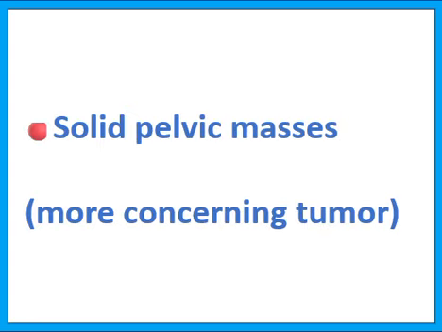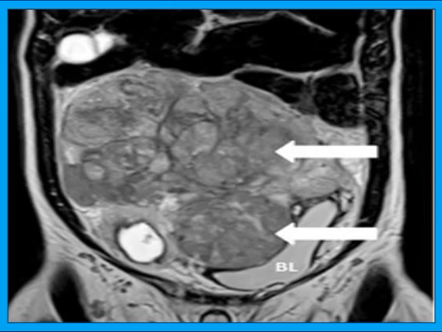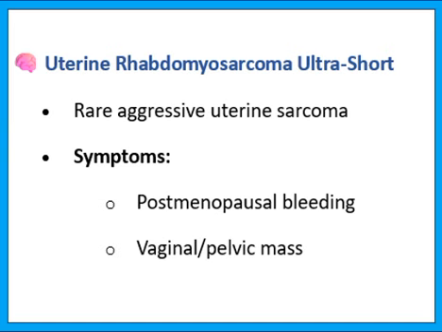We will start with solid pelvic masses. This image is a pelvic axial CT scan, and a coronal MRI T2 weighted image. Uterine rhabdomyosarcoma. Rhabdomyosarcoma is the most common pediatric sarcoma, but it is a rare aggressive uterine sarcoma. Sites: pelvis and head and neck, 80%. Clinically it appears as vaginal bleeding and a vaginal pelvic mass.